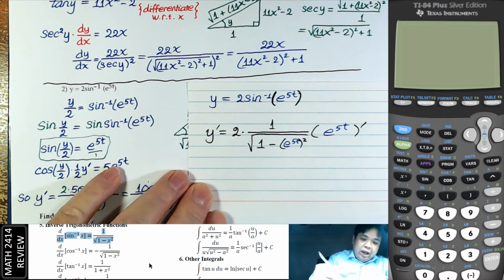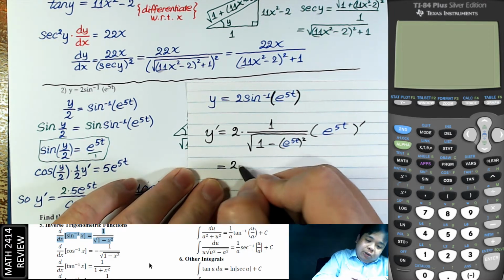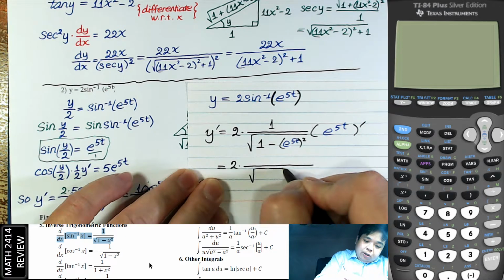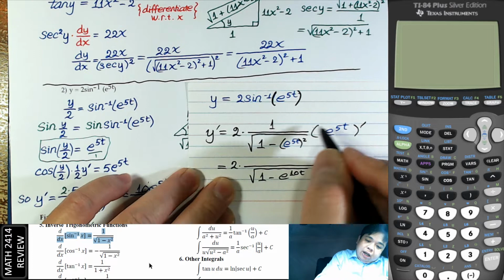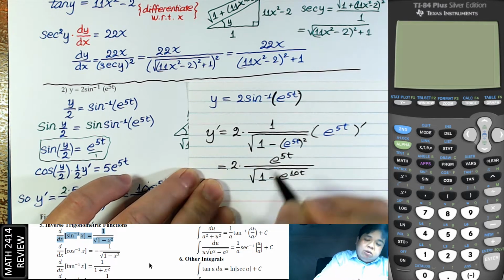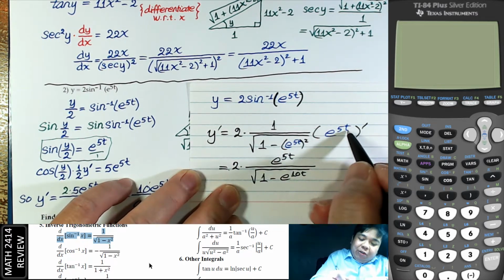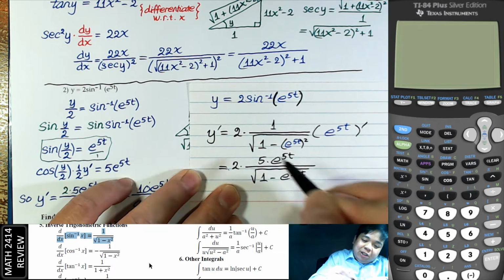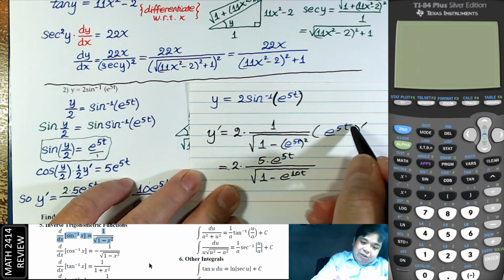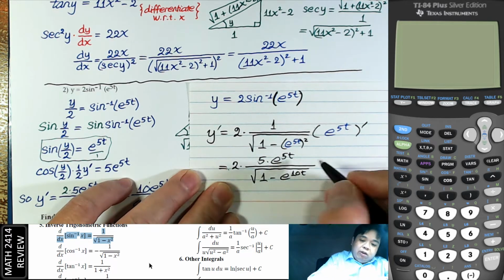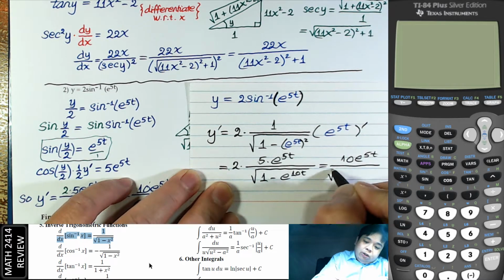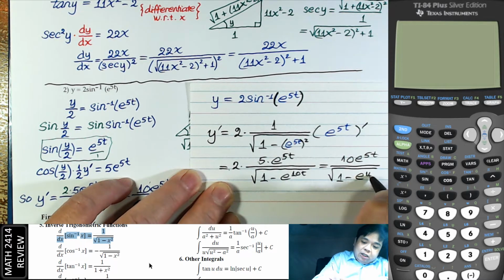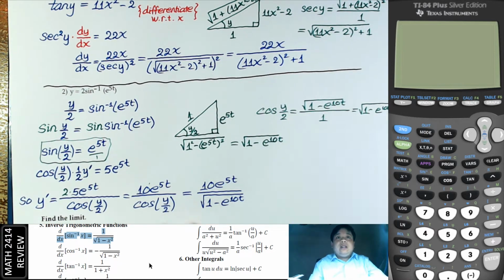So with that we have 2 over the square root of 1 minus e to the 10t, and then e to the 5t on the top, multiplied. The derivative of e to the 5t is 5e to the 5t, right? That's the derivative of e to the 5t, not 2 and 5. So 10 e to the 5t over the square root of 1 minus e to the 10t. Of course, we should get the same thing. 5 times 2 is 10.